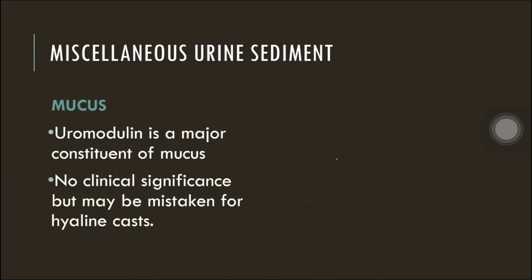Next, we have yung mucus. So, mucus threads or mucus, it is not clinically significant, but I just want you to take note that the major constituent of mucus, as well as casts, that will be discussed earlier is uromodulin. Okay, so if you remember, uromodulin is the major protein found in the urine. It is a protein unique to the kidneys. So uromodulin again is produced by the renal tubular epithelial cells in the distal convoluted tubule. Okay, so again, no clinical significance, but may be mistaken for hyaline casts.